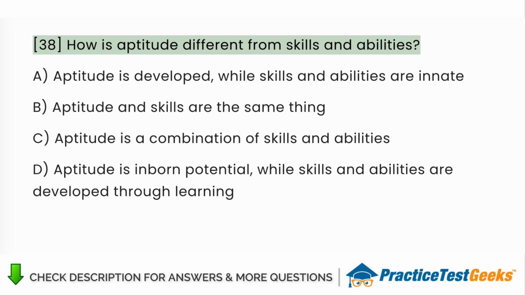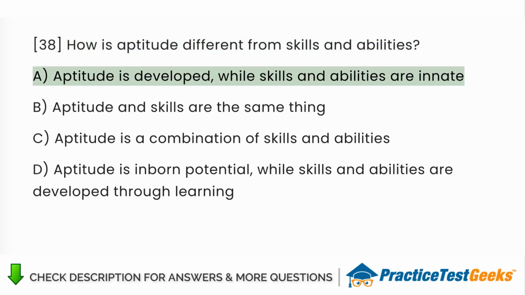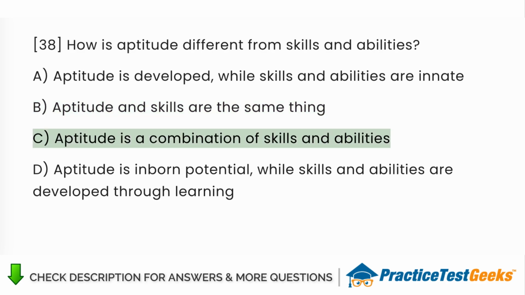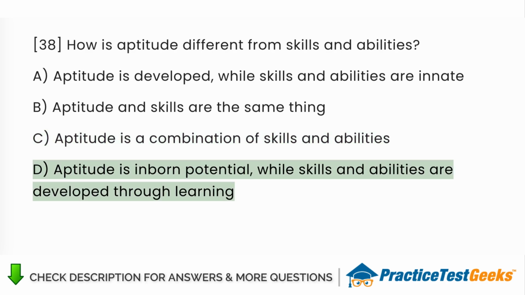How is aptitude different from skills and abilities? A. Aptitude is developed, while skills and abilities are innate. B. Aptitude and skills are the same thing. C. Aptitude is a combination of skills and abilities. D. Aptitude is inborn potential, while skills and abilities are developed through learning.